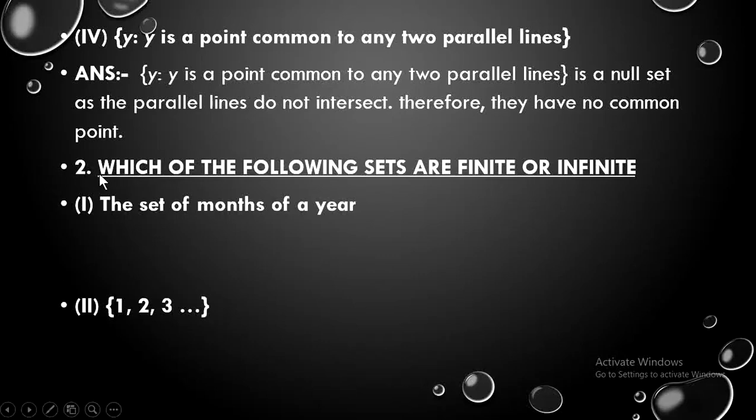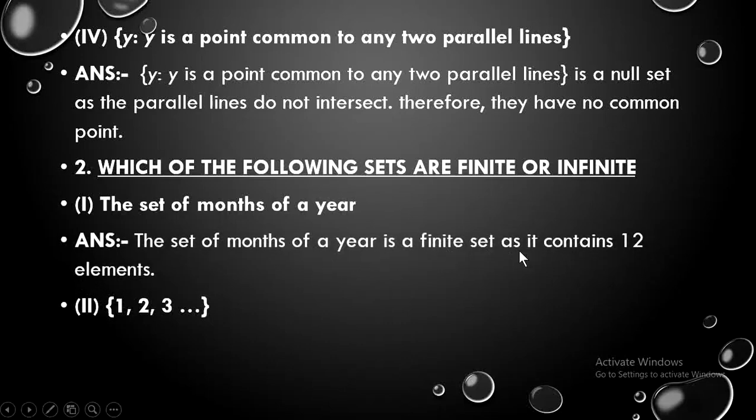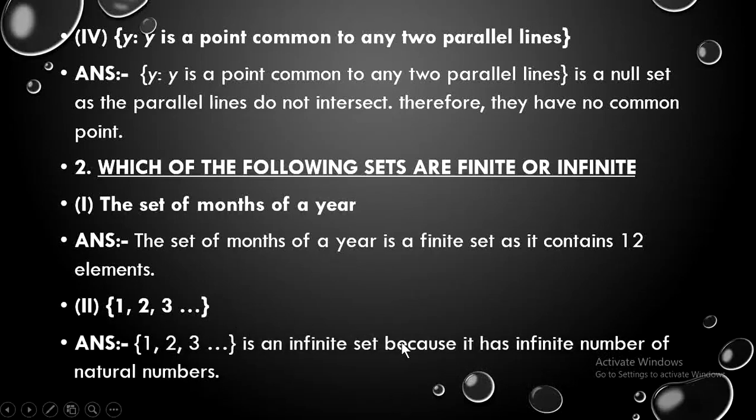Next bit says which of the following sets are finite or infinite. Now you know finite means there's a definite number of elements. Infinite means the number of elements goes on. It's like a never-ending set. So first one is the set of months of a year. Now over here you know that there are 12 months in a year and so it is a finite set. Very simple. Second one, you can see that the numbers are going on. They are never ending. It is an infinite set because it has infinite number of natural numbers.